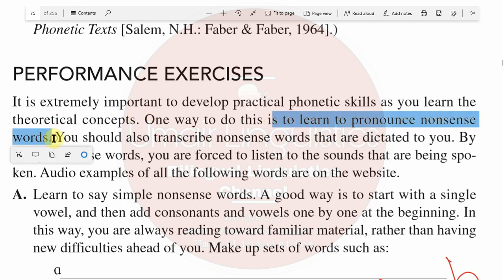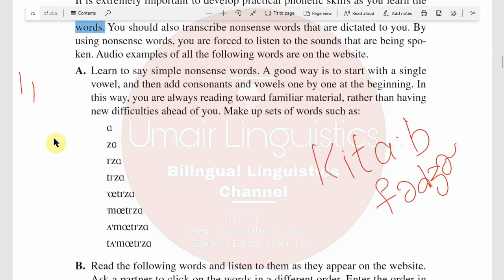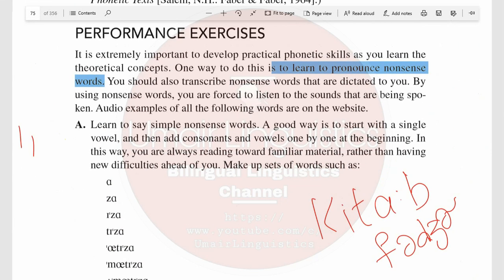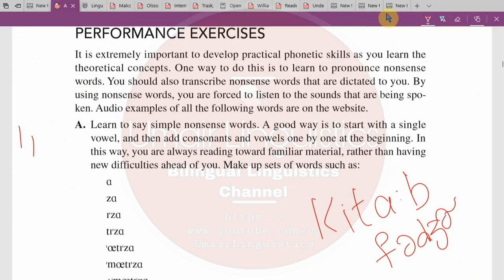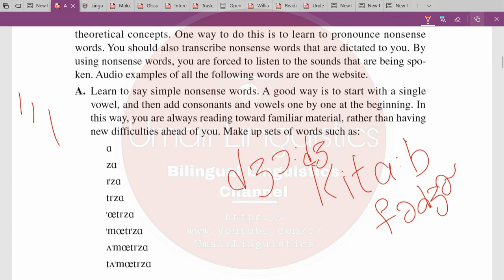For example, what I do sometimes is take any word or any name, and then I try to transcribe it. For example, you might take a word like George, and you might transcribe it. Similarly, the other way, as Peter Ladefoged has given, is to learn to say simple nonsense words.